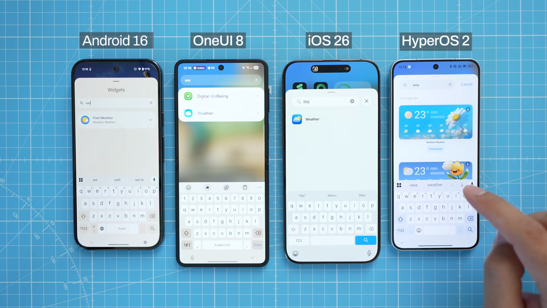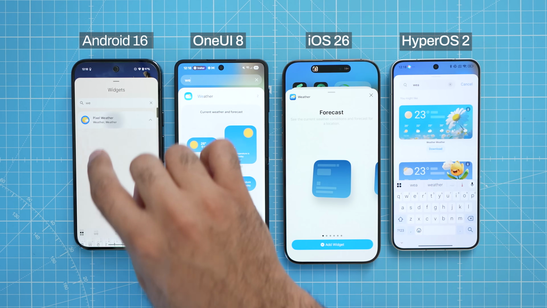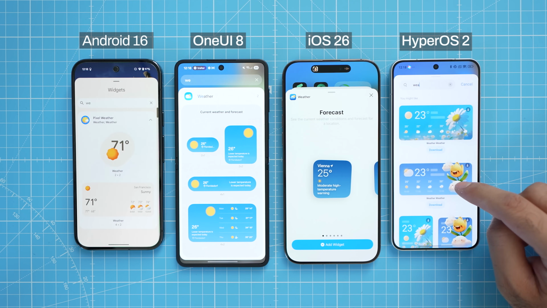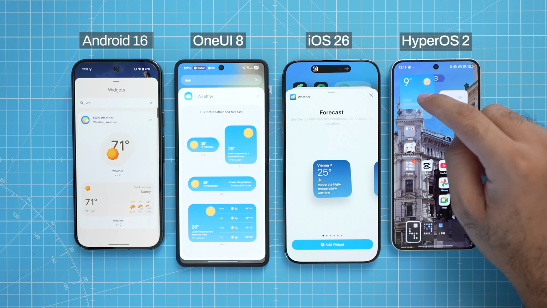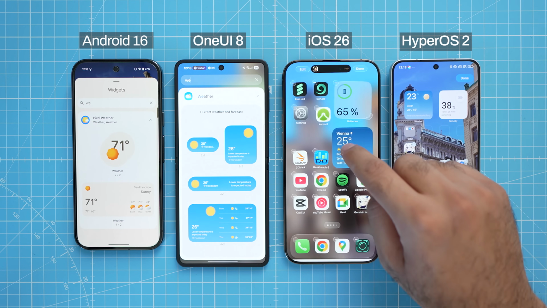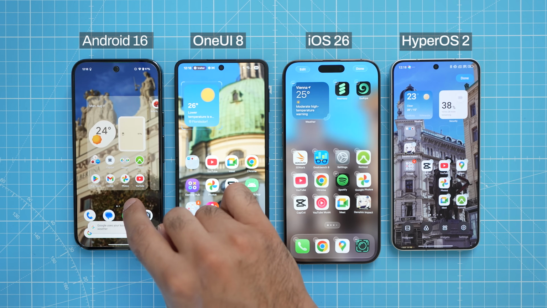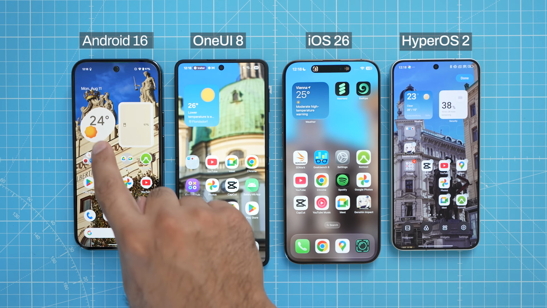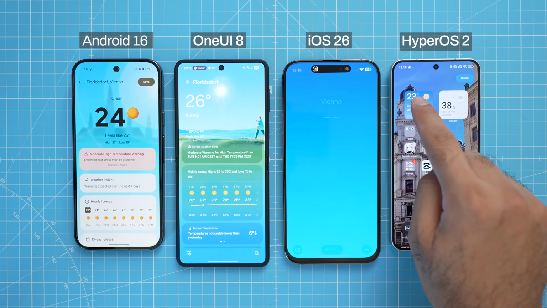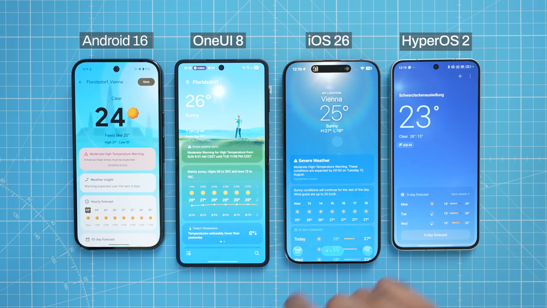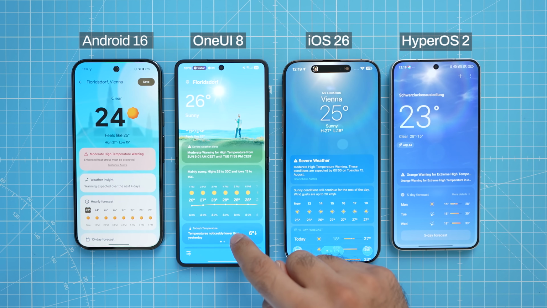Widgets are another thing that are looking even more similar to each other in the new version of these systems, especially if you look at OneUI, iOS, and HyperOS, where the weather widget almost looks identical. On the Pixel Android 16, however, the widgets still look unique and different. The same goes for the weather app. HyperOS and iOS almost look identical. OneUI 8's weather app looks very sleek, and Pixel has a more classic style.